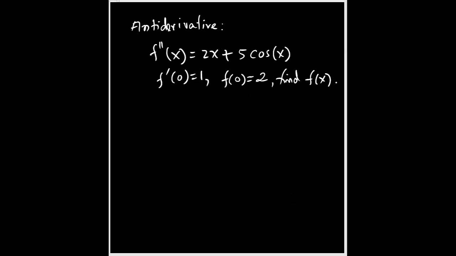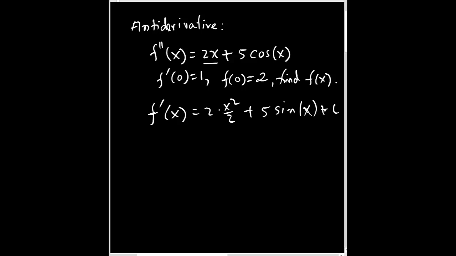We are given the second derivative of a function with two conditions. f prime 0 is 1 and f(0) is 2. We need to find the function. So first you have the second derivative of the function. When I take the antiderivative of the second derivative, you get f prime x. One step further, the antiderivative of 2x will give you 2 times x squared over 2, plus 5 cosine will give you sine x, plus a constant.